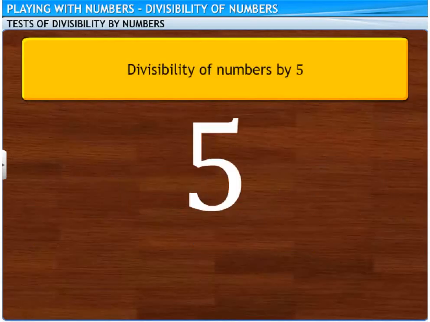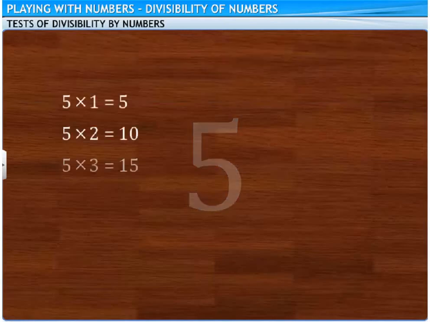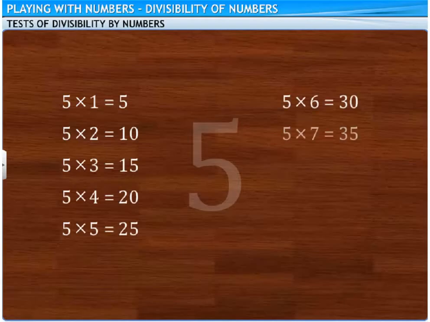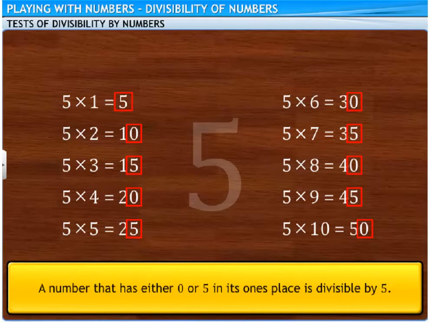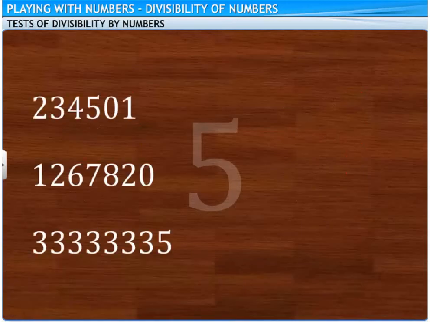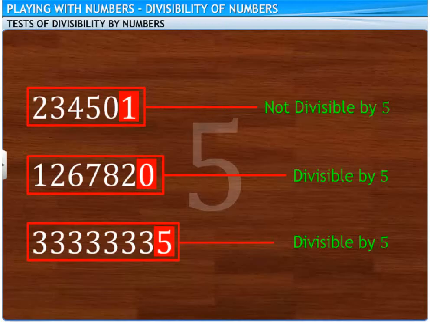Let us move on to the divisibility test of a number by 5. Let us take a look at the multiplication table of 5. Note that the digit in the ones place for all the multiples of 5 is either 0 or 5. This is true for all multiples of 5. Thus, a number that has either 0 or 5 in its ones place is divisible by 5. You can use this divisibility check if a given number is divisible by 5 without actually dividing it.